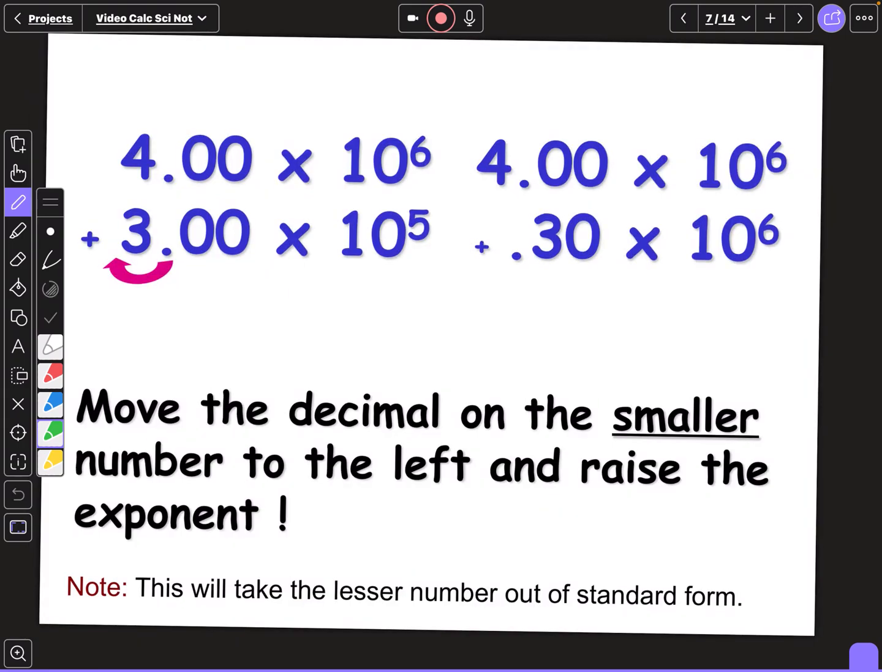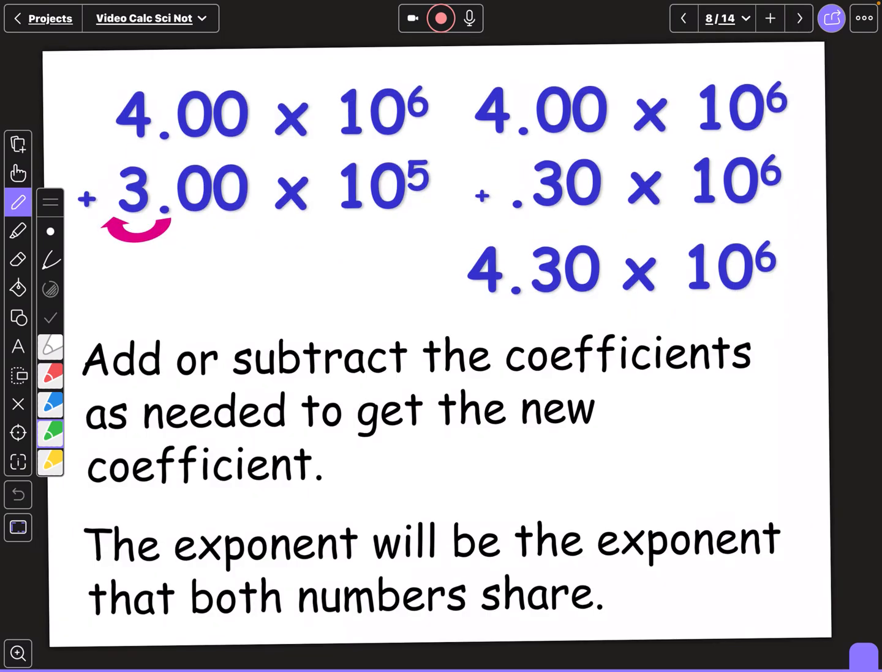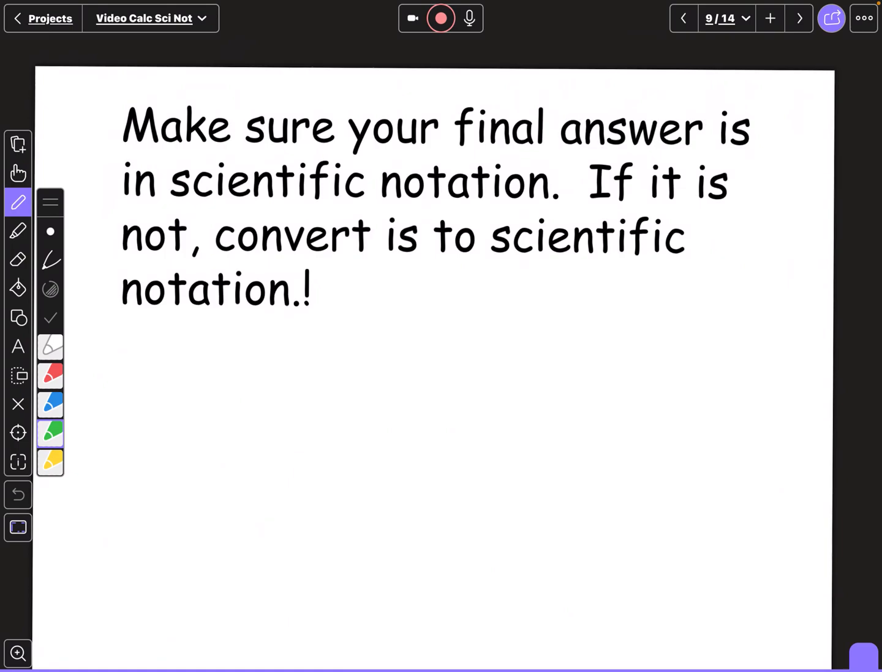Alright, so this is just going over what I just went over, what you need to do to change these numbers. Like I said, we moved this one over, and that became 0.3 times 10 to the 6, and then we were able to add them together to get our answer. And that's just continuing on with the problem we just worked. So make sure your final answer is in scientific notation. If it's not, convert it to correct scientific notation, that is.